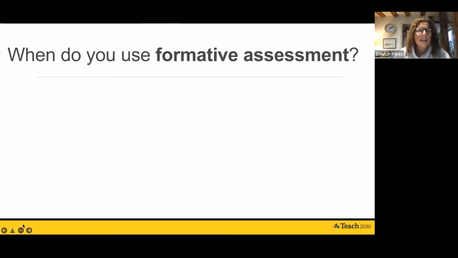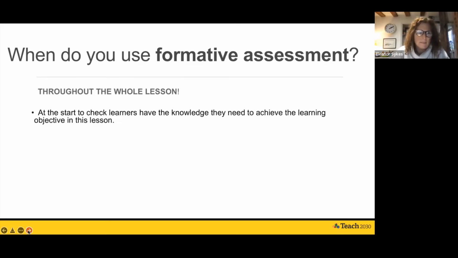Okay. So now let's think about when you use formative assessment. Basically, throughout the whole lesson. You never, ever don't use formative assessment. It's the most useful strategy, overall strategy, that we have to check learners' understanding.